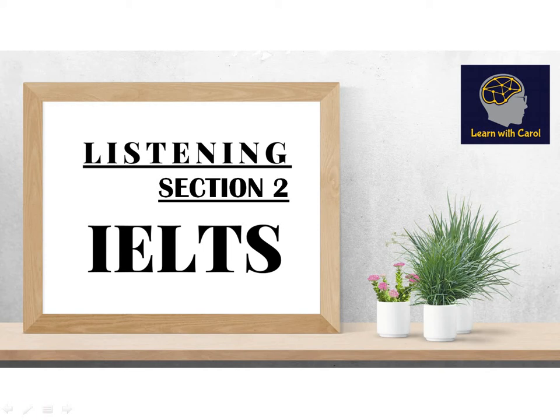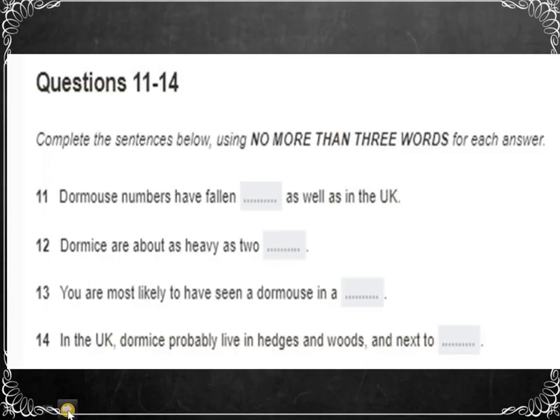Now let's start practicing. This is how section 2 looks like. So section 2 usually comprises of questions 11 to 20. So the first part of section 2 is what we're going to see. That is questions 11 to 14. Complete the sentence below using no more than 3 words for each answer. So you could use a word or 2 or even 3, but not more than that, neither a number. So I'm going to be playing the audio and let's find the answers now.